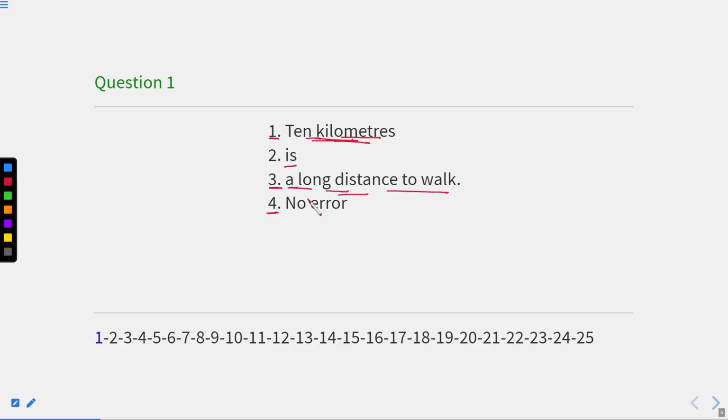But if we see the third part, it is a long distance. Whenever a measurable unit is given, we have to look for what is the actual subject. Here we are talking about distance, and this distance is uncountable. If this is uncountable, then our subject will be singular, and we need to put a singular verb, which is over here. So this sentence is absolutely correct, because if we read the entire sentence, 10 kilometers is a long distance to walk, we are not talking about 10 kilometers.